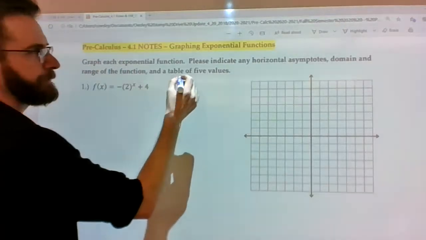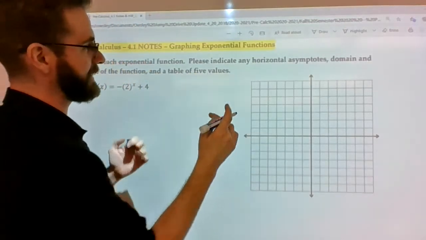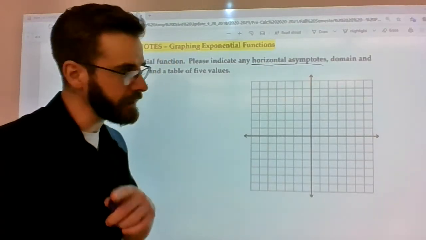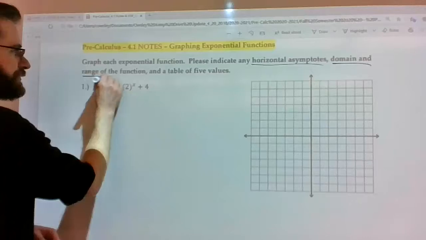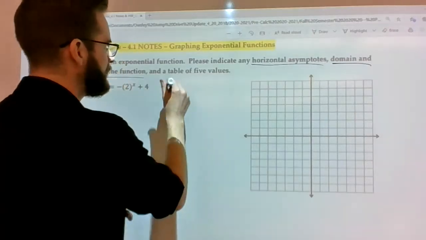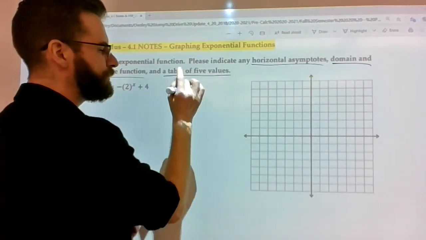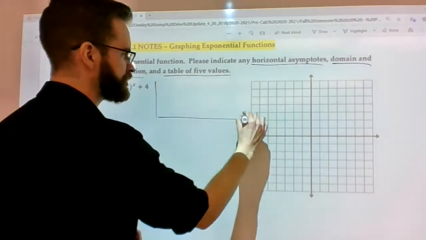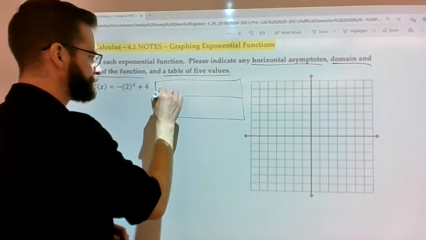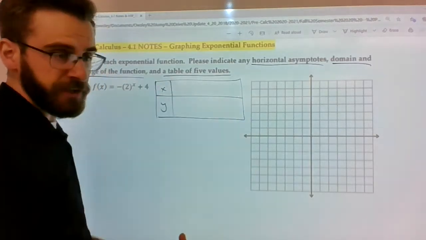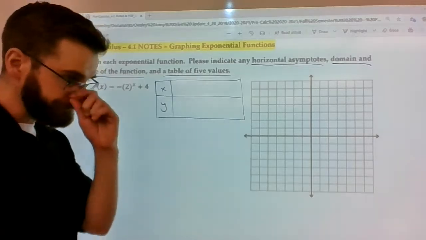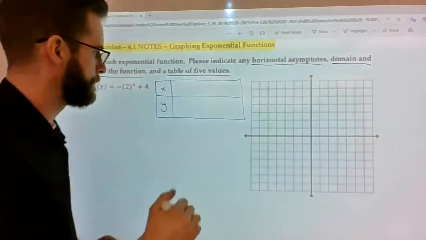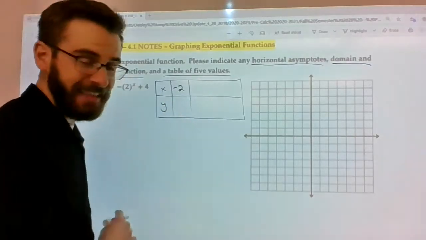So as you can see, I'm asking you to indicate a lot. Horizontal asymptotes, those are a thing. They're back. Domain and range of a function, woohoo. And then a table of 5 values. So maybe a good place to start would be the table of 5 values. This is where we just create a box here and say x comma y. Now the good news is you can use a pretty standard -2 to 2 window, at least on tonight's assignment.